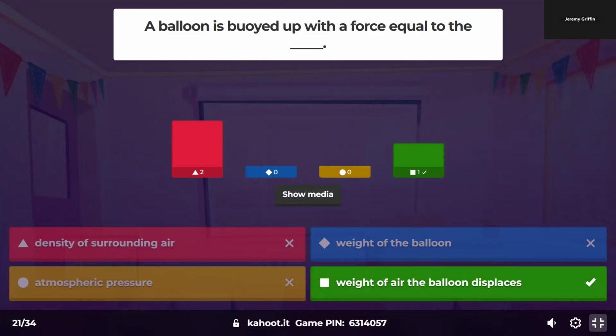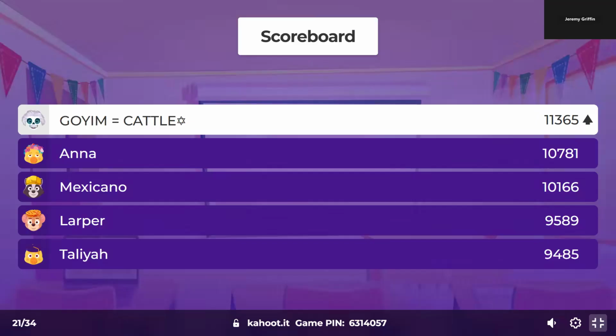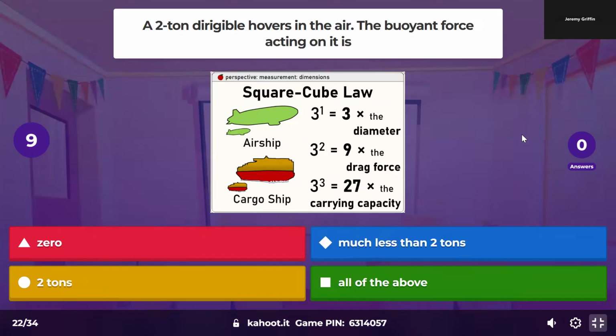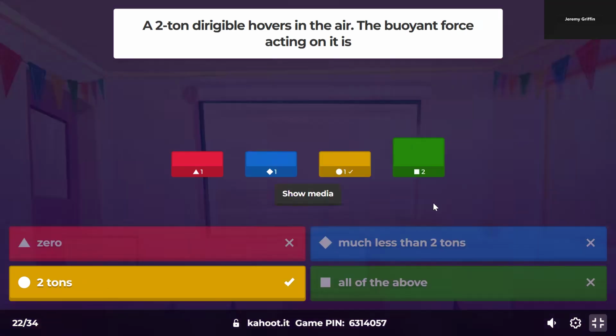Okay. You guys go with weight of displaced air? Makes sense. Archimedes. A 2-ton dirigible hovers in the air. The buoyant force acting on it is 2 tons. Here, I'll draw that up for you guys.